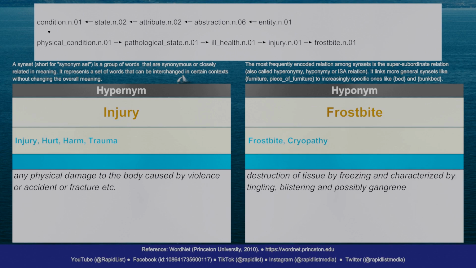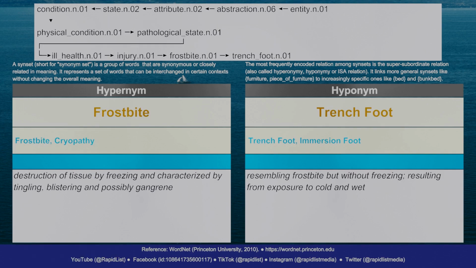Frostbite. Destruction of tissue by freezing and characterized by tingling, blistering and possibly gangrene. Trench foot. Resembling frostbite but without freezing, resulting from exposure to cold and wet.